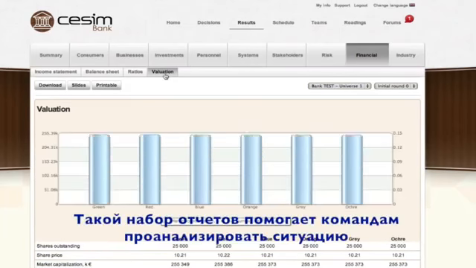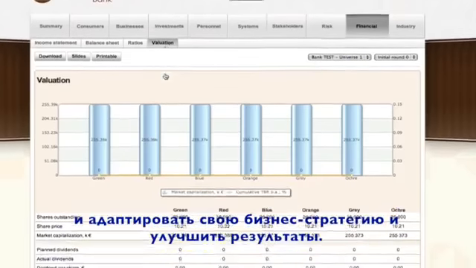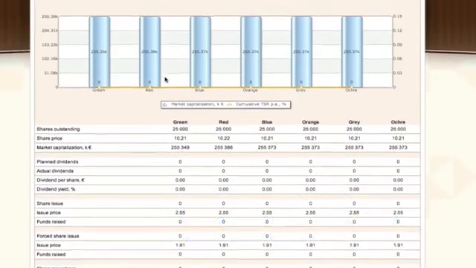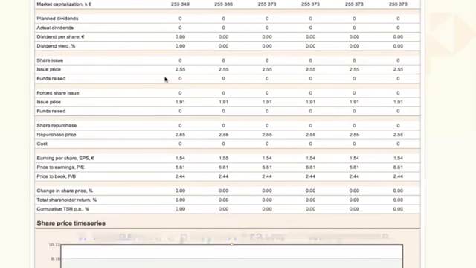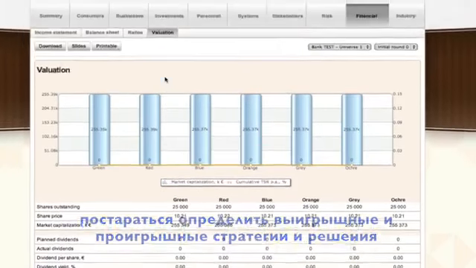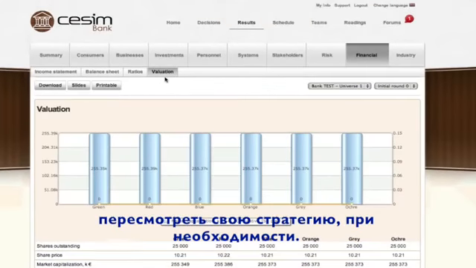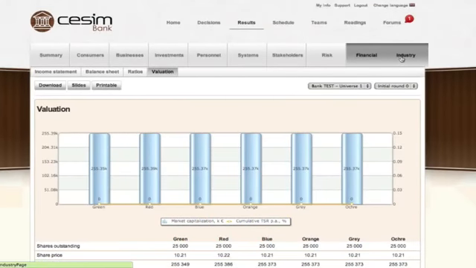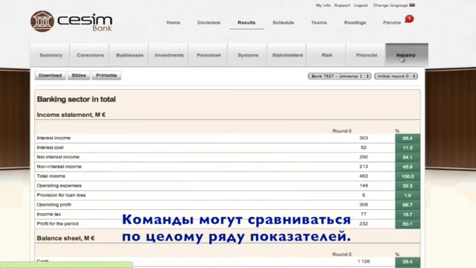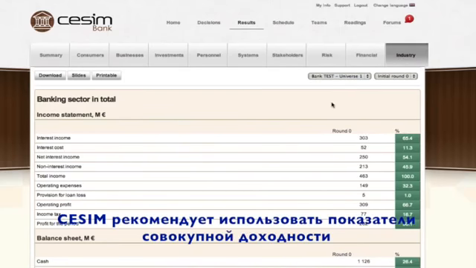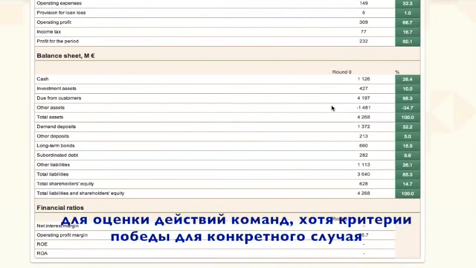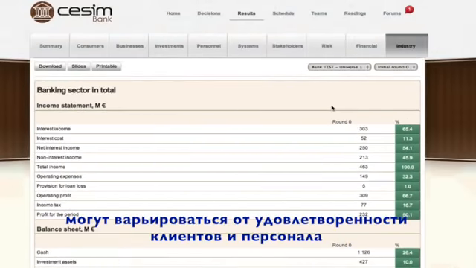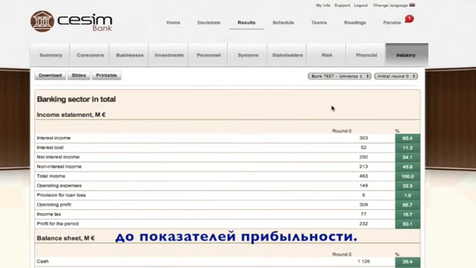The various reports give vital information for teams looking to adjust their strategy and improve their performance. Every team should analyze the results by comparing their team's results against their competitors and try to identify winning and losing strategies and decisions, and then revise their strategy if necessary. The teams can be benchmarked in a variety of metrics, and while we endorse using cumulative total shareholder return, choosing the winning criteria is left to the instructor's discretion. Anything from customer and personnel satisfaction to net interest margins and cost-to-income ratios are available.